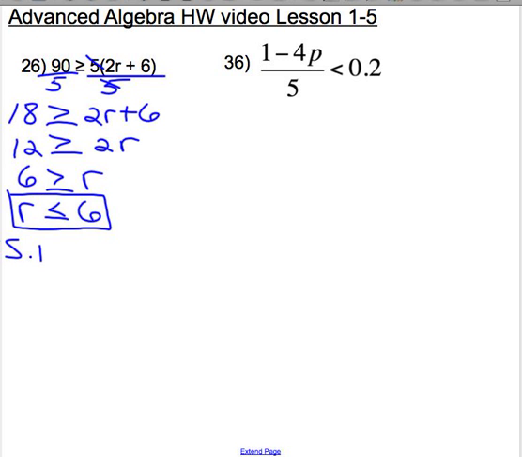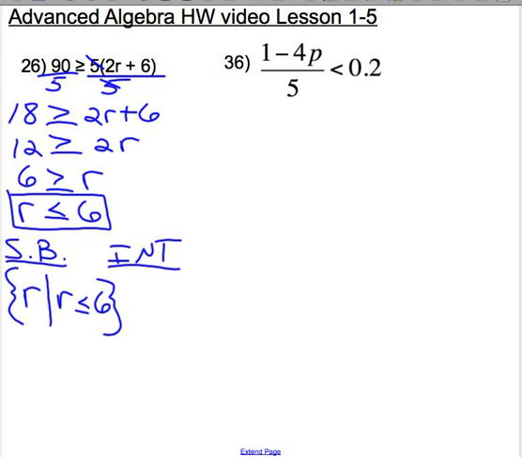I want to write that solution in set builder and interval notation. I'm going to abbreviate here: set builder and interval. When it comes to set builder, I start with a curly brace for sets, and I start by saying what variable was in the inequality. Oh, it was the variable r. So I want the set of r's such that, just a vertical line, r is less than or equal to 6. I write down my answer. Set builder notation, the way you'd read that: the set of r's such that r is less than or equal to 6.